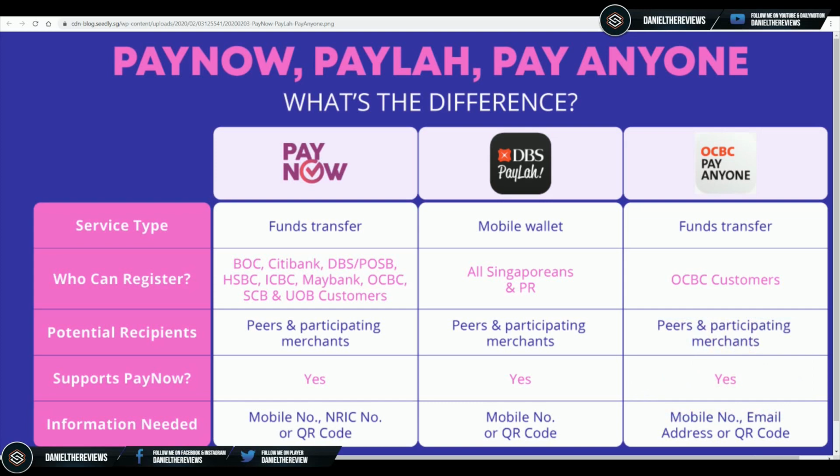So for PayNow, it is actually a service provided by most of the banks. So in fact, majority of the banks you can see in this chart over here can sign up for PayNow. So you can use PayNow to do transaction based on phone number or NRIC, and you can actually pay out anyone. So you just need a phone number, NRIC, or even the QR code.